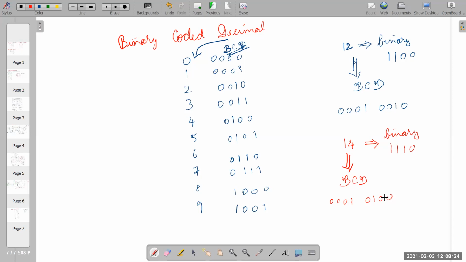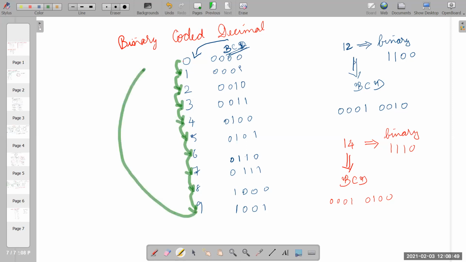Now there is a topic in your syllabus called binary coded decimal counter. What is it? The counter starts at 0, next state is 1, then 2, after 2 it is 3, then 4, 5, 6, 7, 8, 9. After 9, again it goes to 0. No 10, because 10 we don't have. 10 means separately you have to code for 1 and 0. So this is the BCD counter.